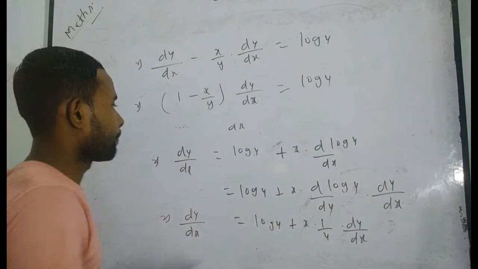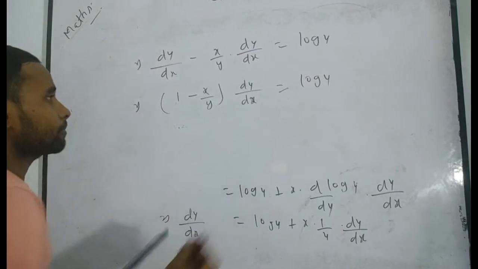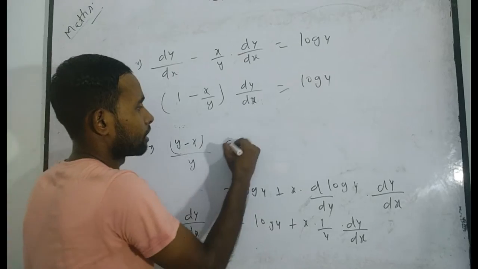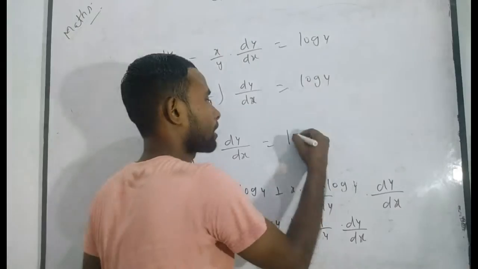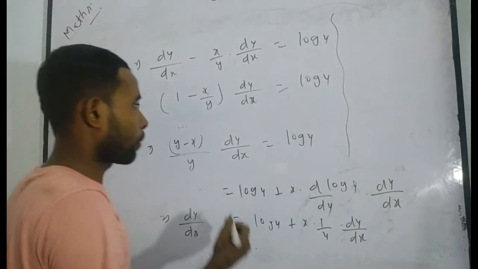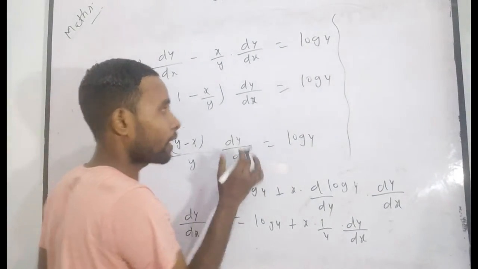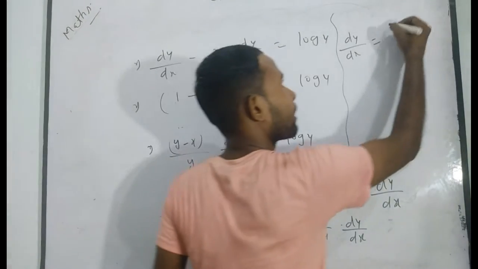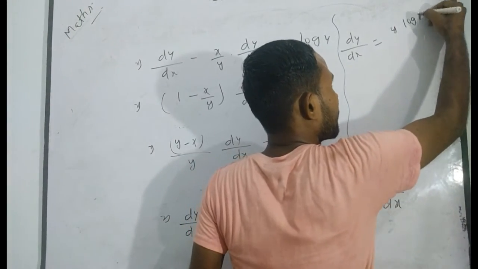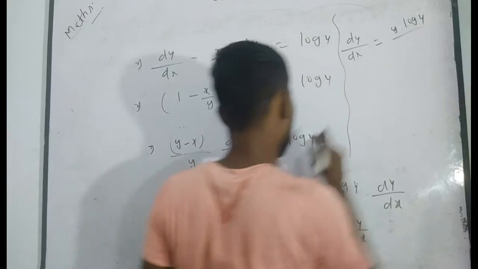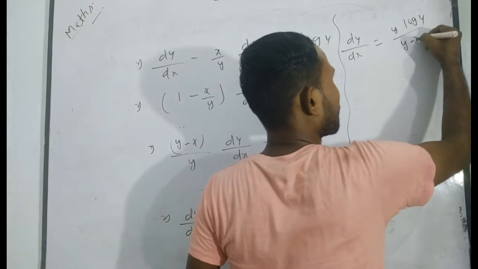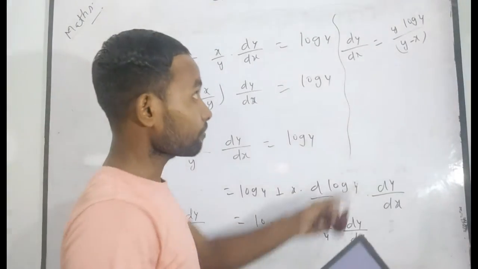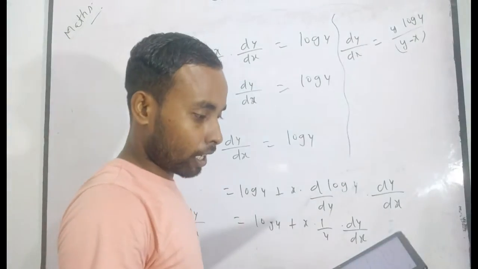Again, I want to rub this portion. If you take the LCM of it, you will get y minus x by y times dy/dx, which will be log y. That's why dy/dx will be y into log y divided by y minus x. I think you understand.